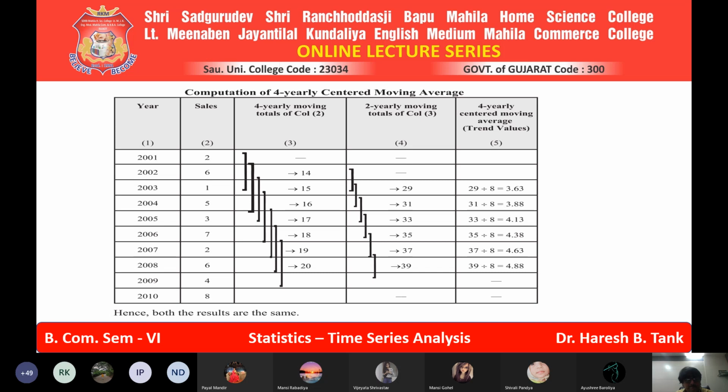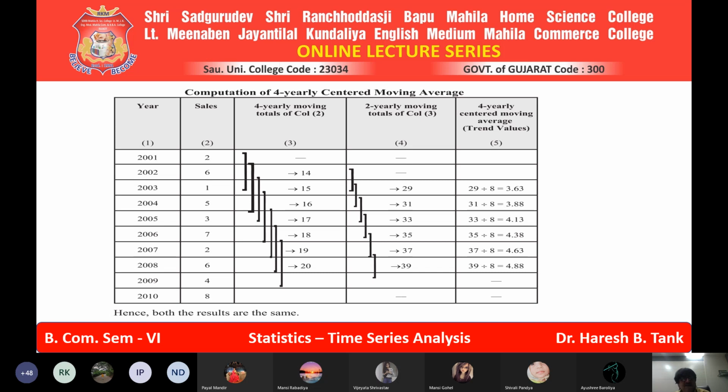Sir, what is the difference between 4 yearly moving average and 4 yearly centered moving average? Like in centered moving average, first we are supposed to do a group of 4 and then divide by 2. Look, there are no two different things. Whenever it is asked that you calculate 4 yearly moving average, you have to center it by all means.